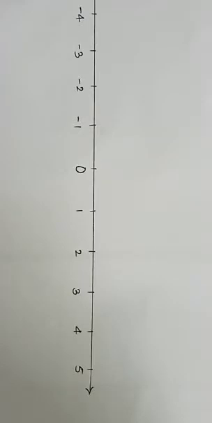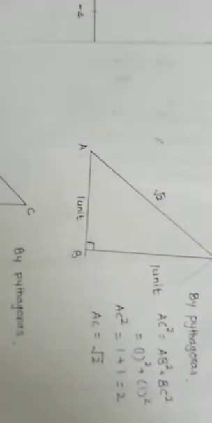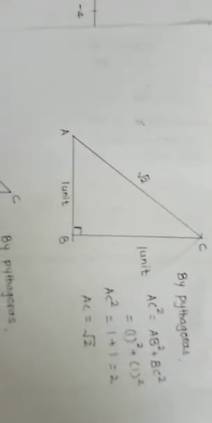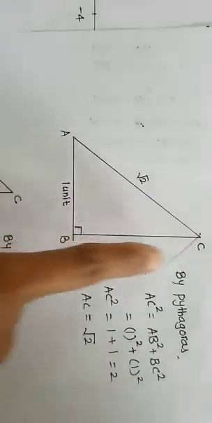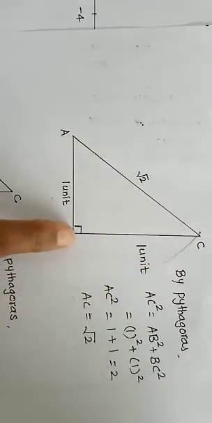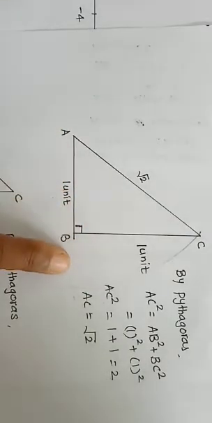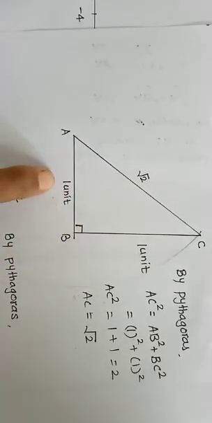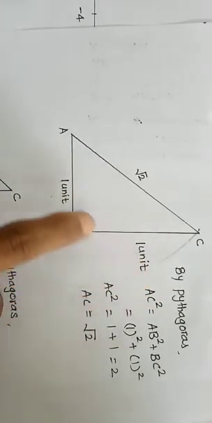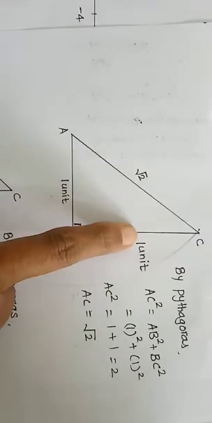So we are going to first consider a right angle triangle. Here ABC is the right angle triangle, with the right angle at B. The length of AB is 1 unit and the length of BC is also 1 unit. So it is an isosceles right angle triangle.